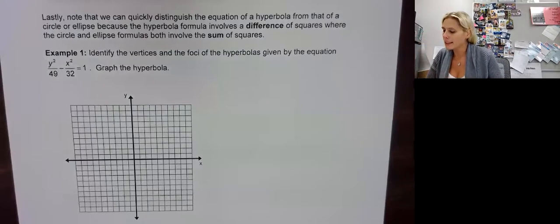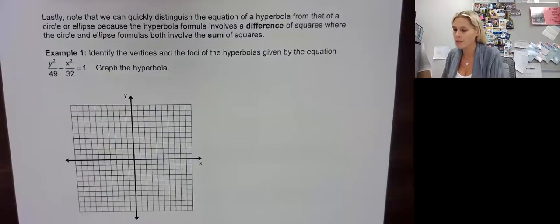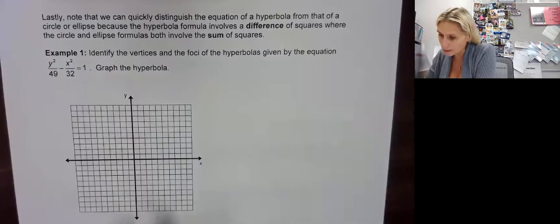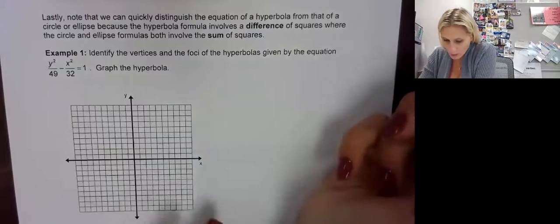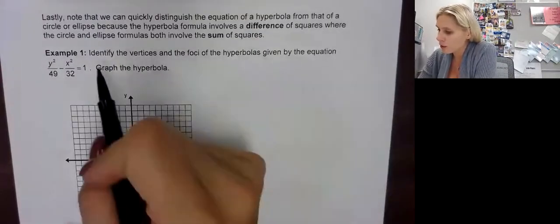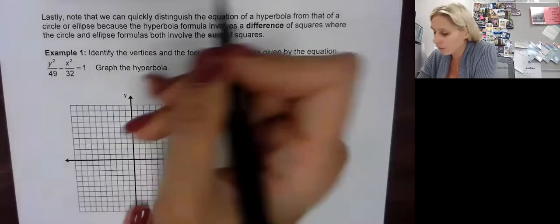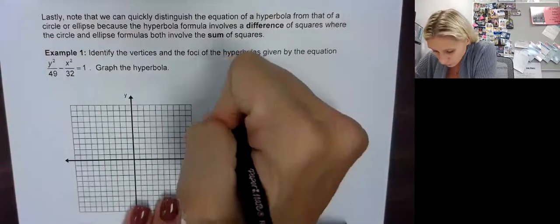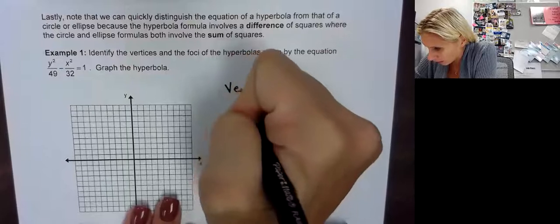It says, identify the vertices and the foci of the hyperbola given by the equation y squared divided by 49 minus x squared divided by 32 equals 1. So first of all, what I want you to see is that y squared is first. It is a hyperbola because of the subtraction. Y squared is first, so we're talking about it being vertical.